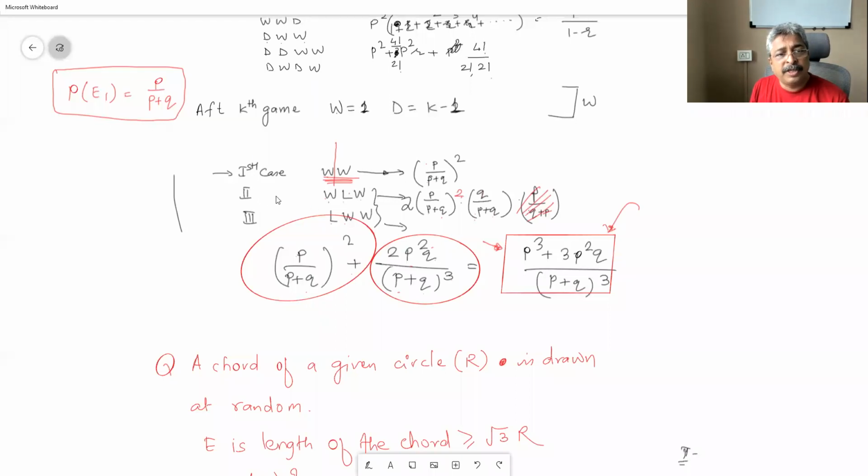Okay, tomorrow we will solve this problem considering the draws also and do the calculations and check whether we get the same answer. Okay, remind me in the beginning of the next lecture. Thank you.